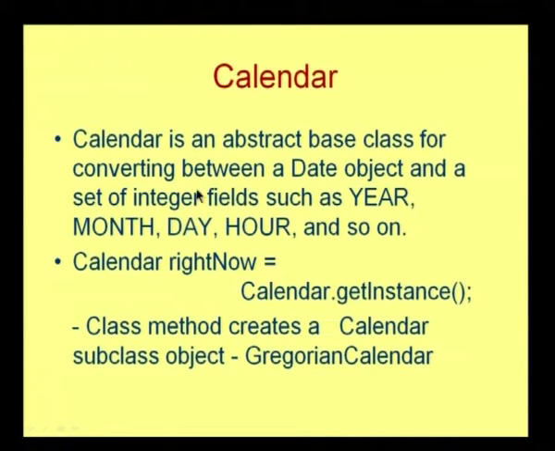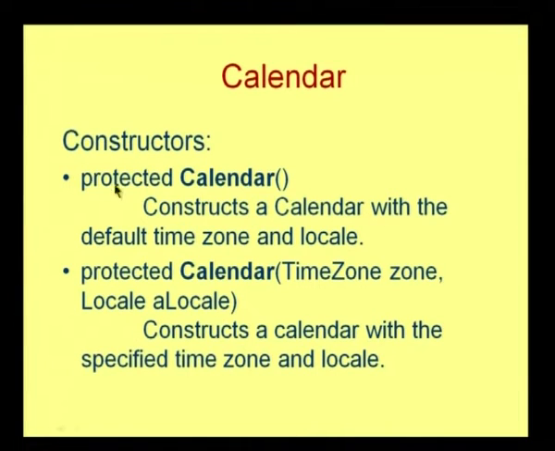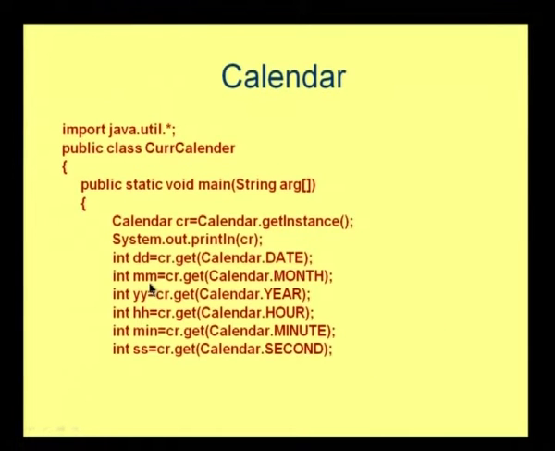So, Calendar is an abstract class whereas GregorianCalendar is a subclass of it. For the Calendar class I have a protected constructor that constructs a calendar with the default time zone and locale, and another protected constructor where I give a time zone and locale, for a particular time zone or a particular locale. You can see here I am getting the instance of the calendar and then trying to access the date: Calendar.DATE, MONTH, YEAR, HOUR, MINUTE and SECOND.